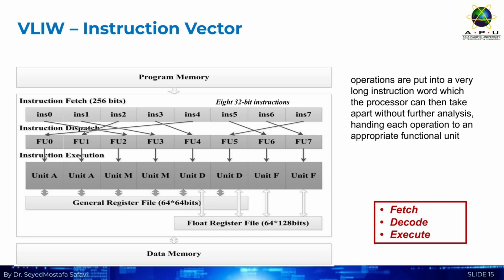Here's how VLIW gets its name. Instead of a standard instruction, it groups multiple independent operations, say 8 32-bit instructions, into one massive very long instruction word. The genius of this is that the processor doesn't have to waste time figuring out what to do. The compiler has already done the analysis. The processor simply takes the long word, breaks it apart, and hands each operation to the correct functional unit, all in parallel. This simplifies the hardware and speeds up the fetch, decode, and execute cycle dramatically.